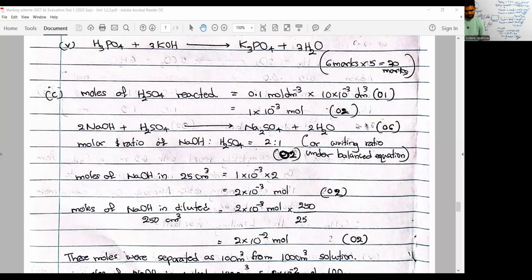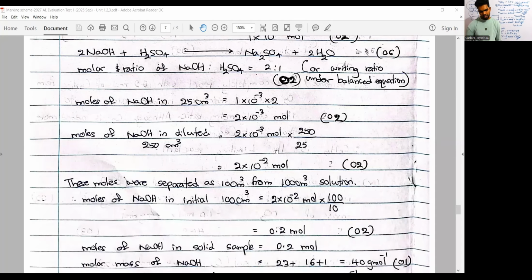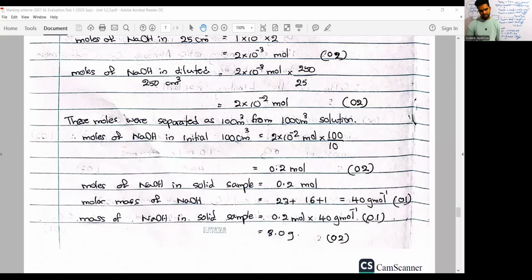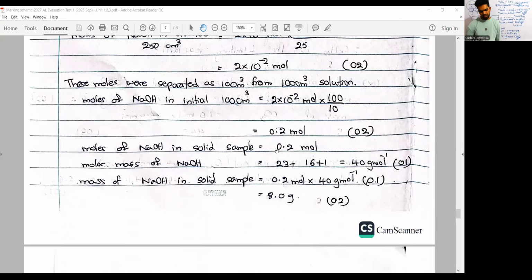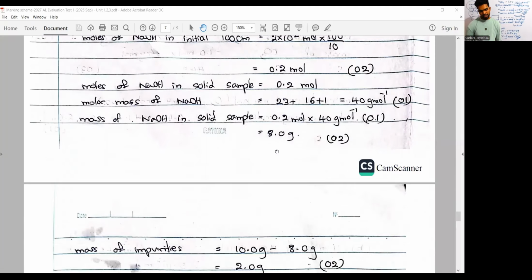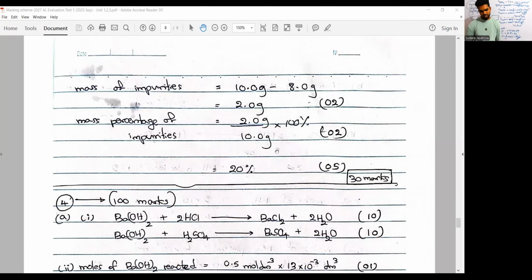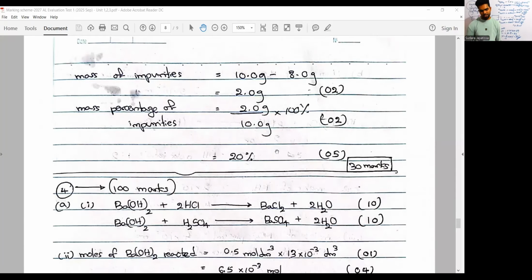That is the third part of the first essay question. Is that clear to you all now? You have to show the stoichiometry also separately. For 25, 250, 10 and 100, you have to find the moles. And then the sodium hydroxide mass, the impurity mass and the mass percentage. So you are offered 30 marks for that one.